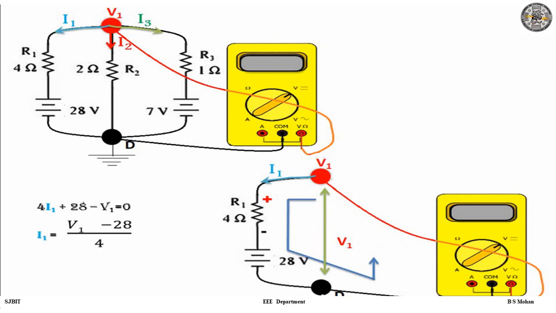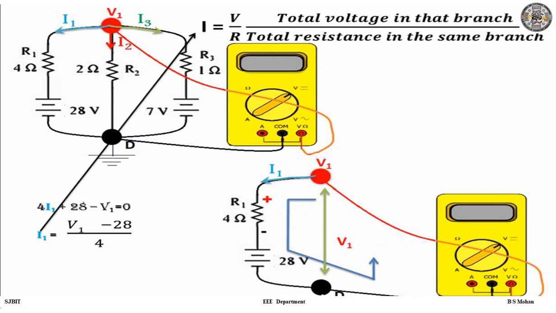I repeat, we need not do this every time. Once you understand the concept, later on we correlate with a shortcut. You can always use that method later on. Not this. This is just concept. So let's see how we can understand this. By Ohm's law we know I is equal to V by R. V is the total voltage in that branch, in the first branch, divided by the total resistance in the same branch, in the first branch, right?